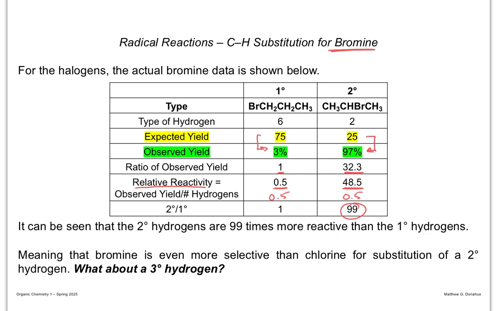So we call that reactivity versus selectivity. We see that when we use bromine, it's much more selective for secondary over primary. So 99 to 1. For chlorine, it was about 4 to 1? So the question now is, what about a tertiary hydrogen? What's the same sort of analysis? And we'll find that tertiaries are more reactive in general. And then when we look at chlorine versus bromine, it's even a bigger difference.